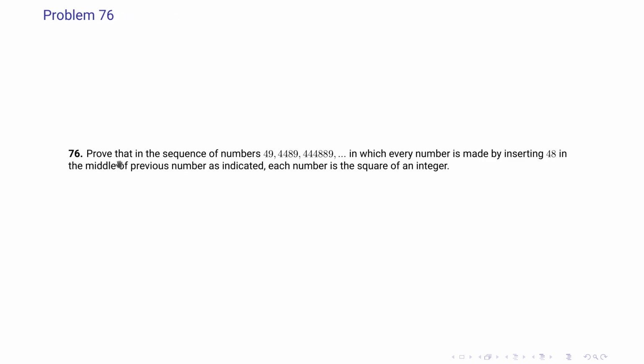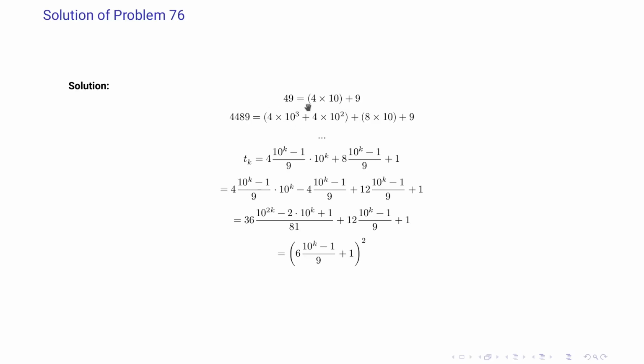Problem 76 says that prove that in the sequence of the numbers 49, 4489, 444889 and so on, in which every number is made by inserting 48 in the middle of the previous number as indicated, each number is the square of an integer. So we have 49 is equal to 4 into 10 plus 9. 4489 is 4 into 10 to the power 3 plus 4 into 10 square plus 8 into 10 plus 9. Similarly, tk would be 4 into 10 to the power 2k minus 10 to the power k by 9.